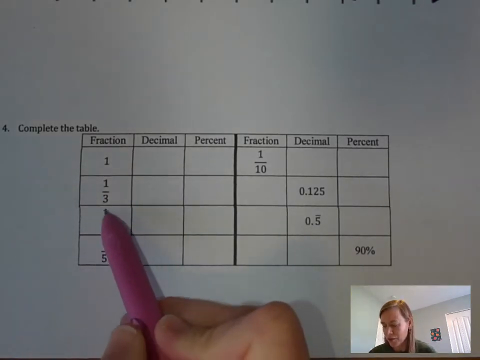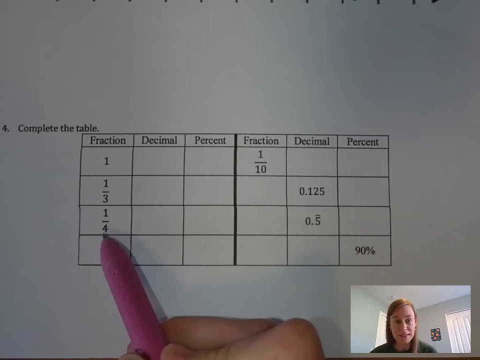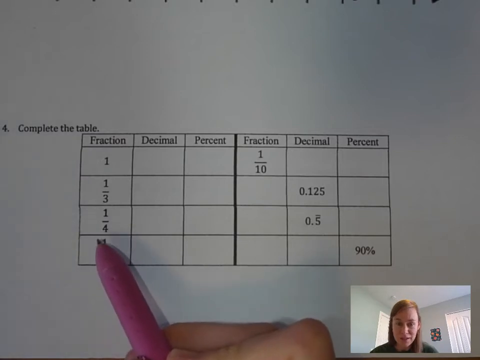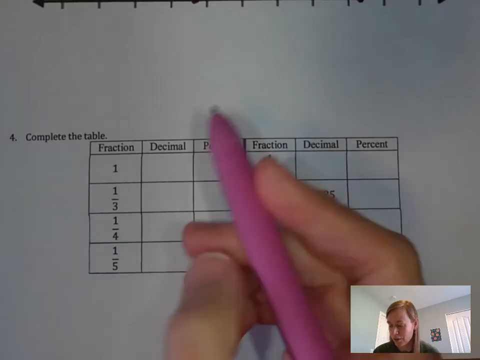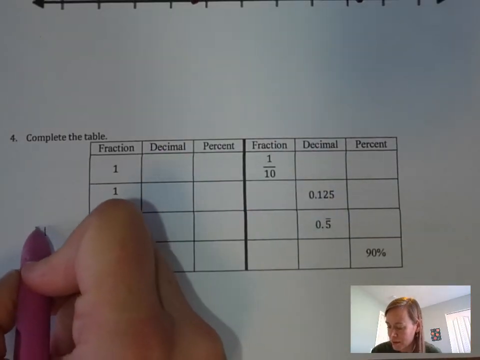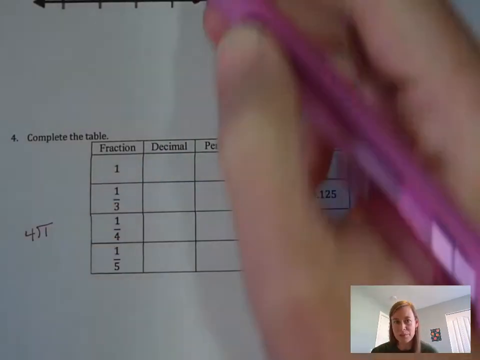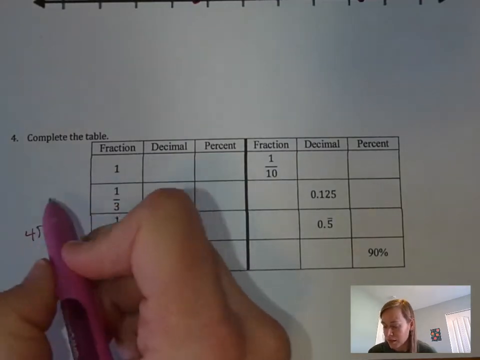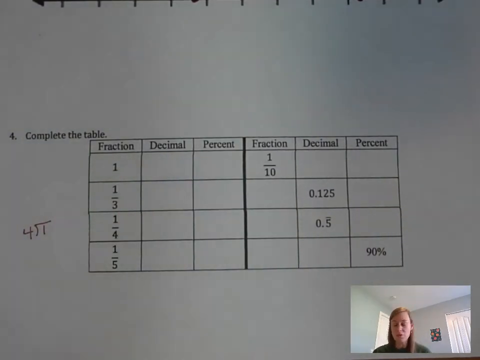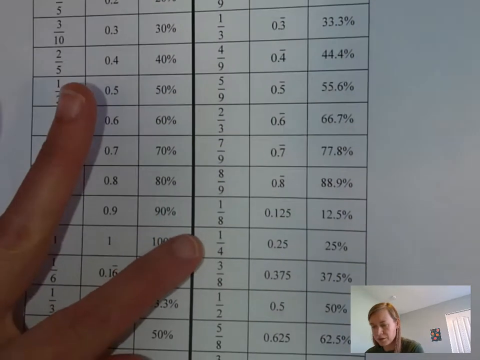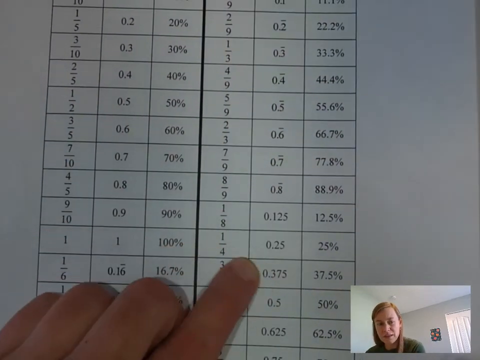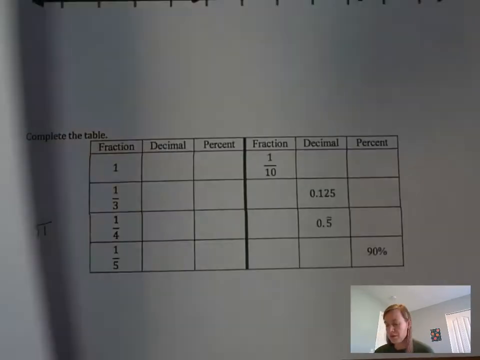So if you have a fraction of 1/4, how are you going to write that as a decimal? Well, how are you going to figure that out if you don't just know it off the top of your head? There's a couple ways. You could do 1 divided by 4, just like we did up there in problem number 1, and solve that. Or you could look at your table. Well, let's see, where is 1/4 on this table? Oh, here we go, 1/4. How do you write it as a decimal? 0.25.